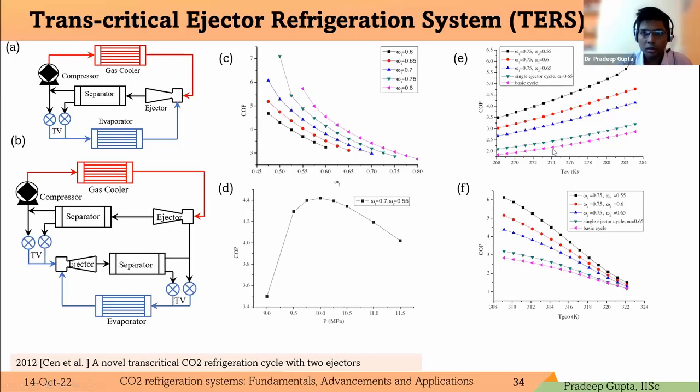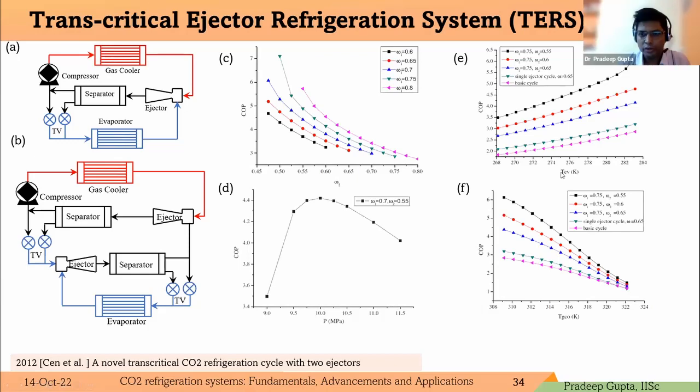So you are comparing A and B. Yes, sir. Those are two configurations for the same condition of gas cooler pressure, temperature, or ambient temperature. And what is the evaporator pressure? Also the same. It should be the same.